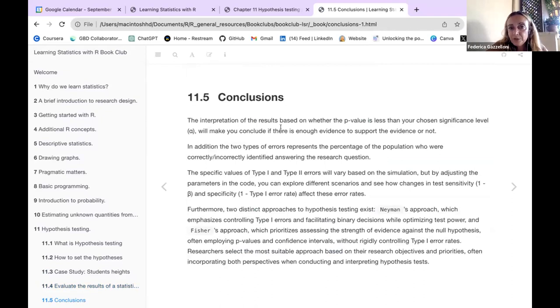We can conclude that the interpretation of the results, based on whether the p-value is less than your chosen significance level alpha, will make you conclude if there's enough evidence to support the hypothesis or not. Then, in addition to these two types of errors, they represent the percentage of the population correctly or incorrectly identified. The specific values of type 1 and type 2 errors vary based on the situation. But by adjusting the parameters, you can explore different scenarios, such as testing the sensitivity with 1 minus beta, or the specificity with 1 minus type 1 error. Looking at this, you have the effect on the error rate.